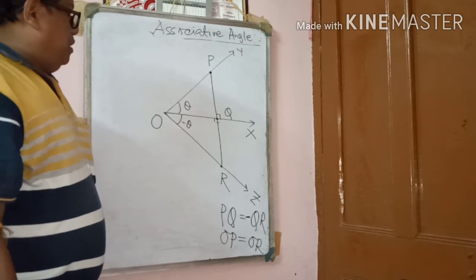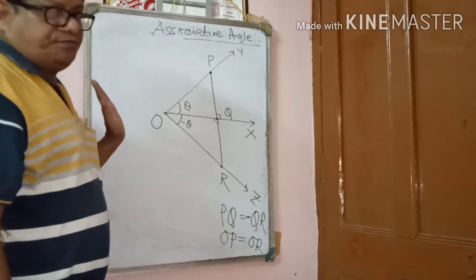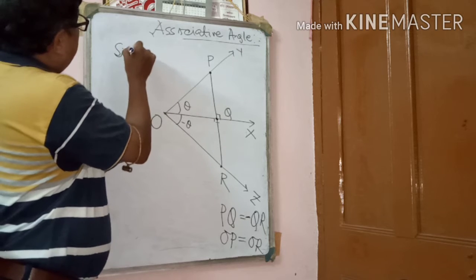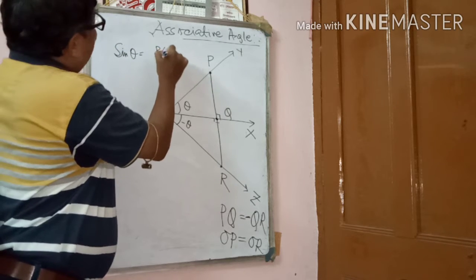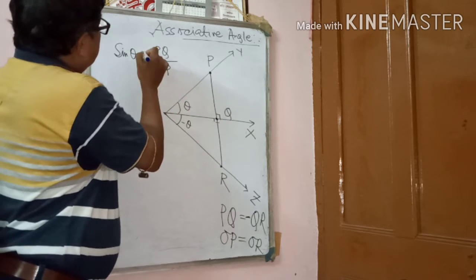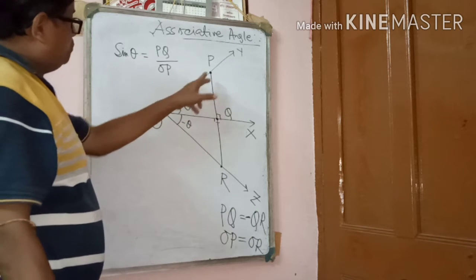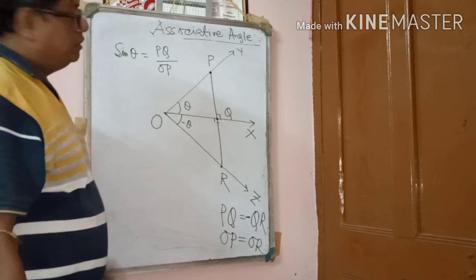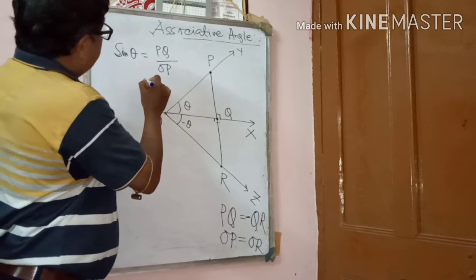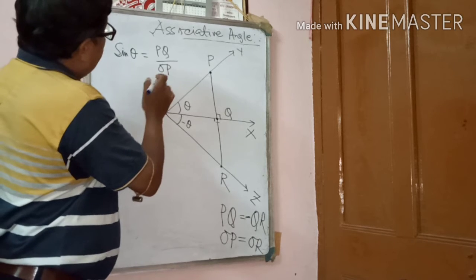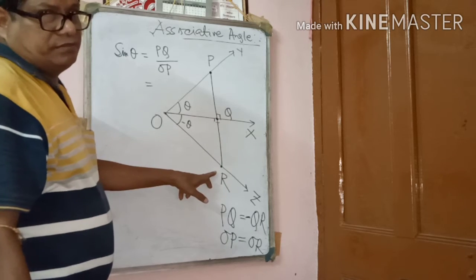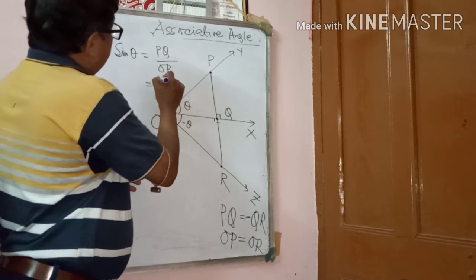Now let's look at the board. Suppose I am finding sin theta. All of you know sin theta is PQ by OP, perpendicular by hypotenuse. Now you can write PQ as minus QR.